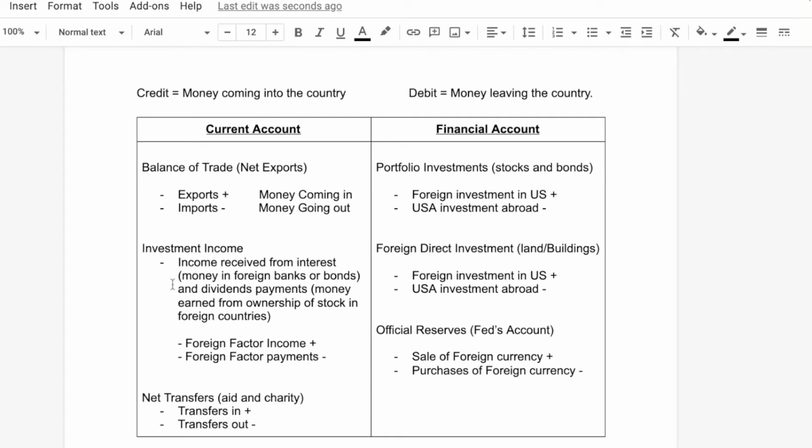However, if Nike builds a factory somewhere in Southeast Asia, that would be a debit to our financial account because a company from the US is building and investing in a country across the ocean.